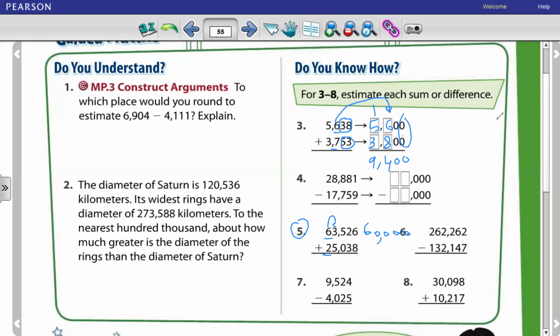The second number, 25,038. Also, I will round at the first place, which is the 10,000s place. The 2, after it I have 5. So I will add 1 to the 2, so it becomes 3. With how many zeros after it? I have 4 numbers after it, so 4 zeros.